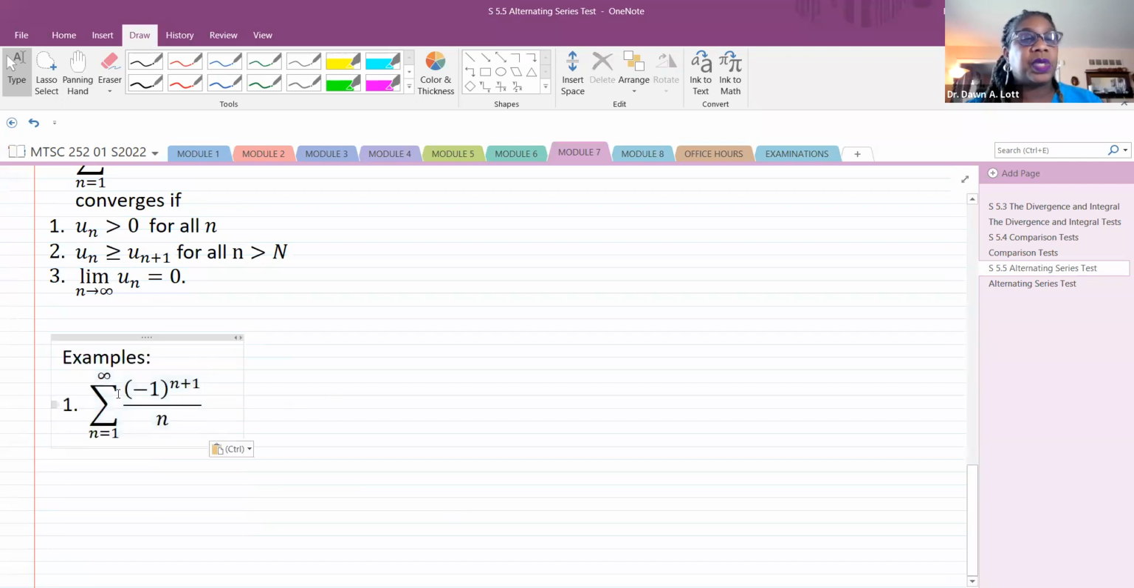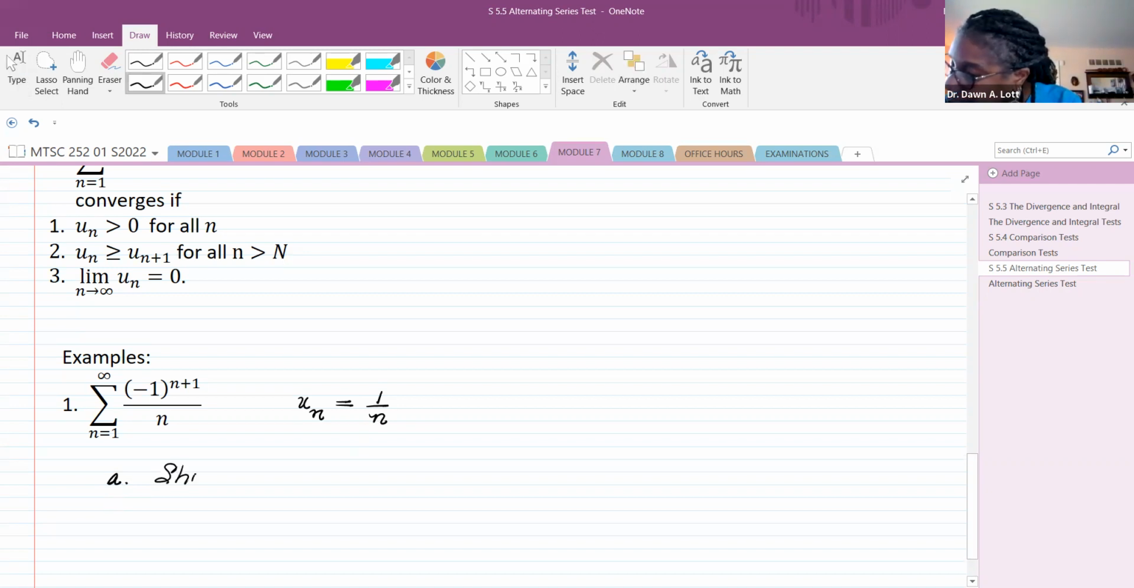All right, so we have the summation of (-1)^(n+1) over n. We already said what this series looks like. We identified that u_n is equal to 1 over n. So the first part of the test is we need to show that u_n is greater than 0.